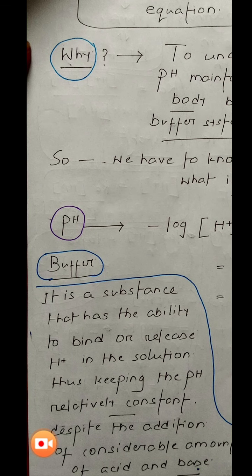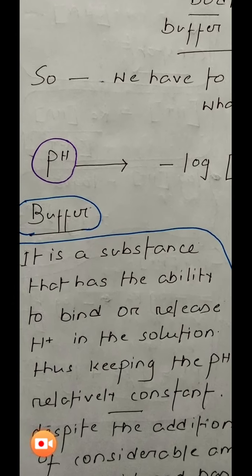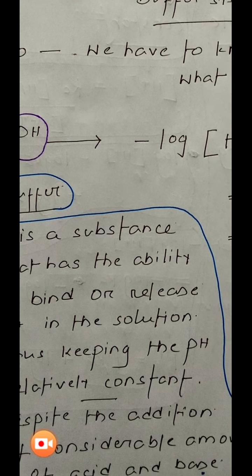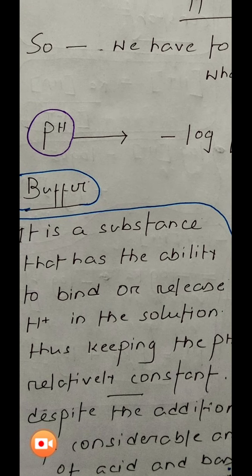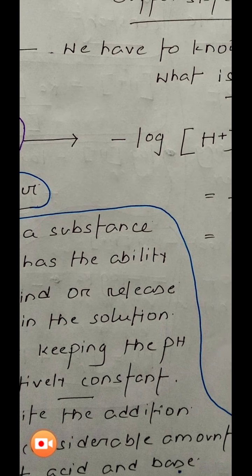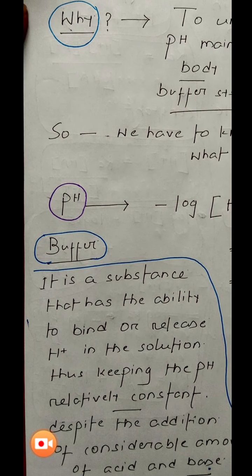Now what is a buffer? A buffer is a substance that has the ability to bind or release hydrogen ion in the solution, thus keeping the pH relatively constant despite the addition of a considerable amount of acid and base.